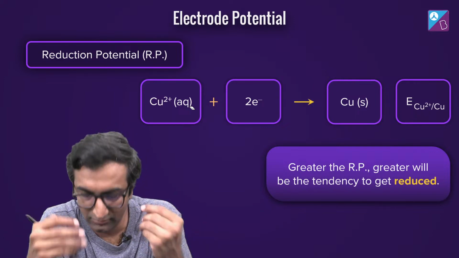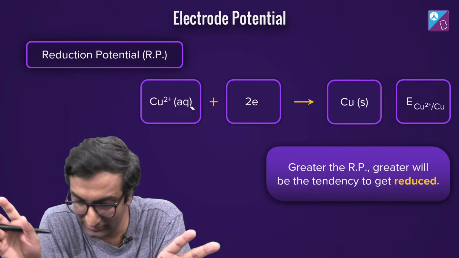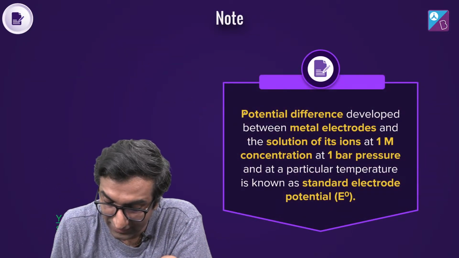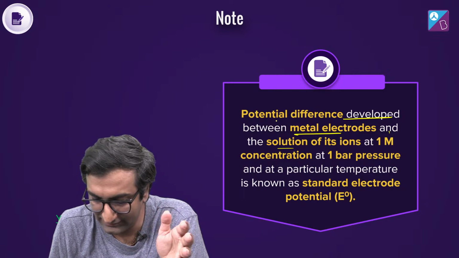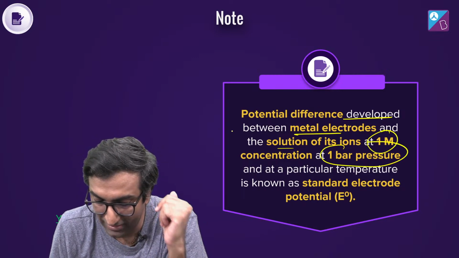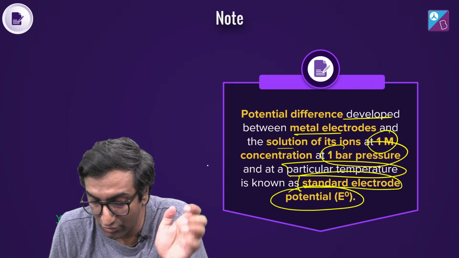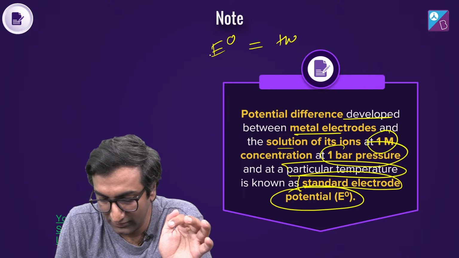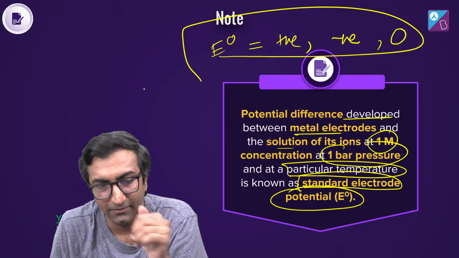What does it mean? Oxidation is happening, reduction is happening, okay? So I'll summarize everything we've spoken so far. There's a potential difference developed between metal electrodes and solution, and we will put some numbers to it. Let's say 1 molar concentration, 1 bar pressure, and any temperature. We call that the standard electrode potential. Now this E naught value can be positive, can be negative, can be zero. All three are possible.